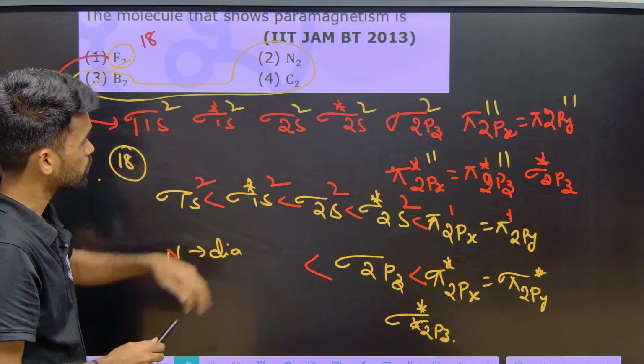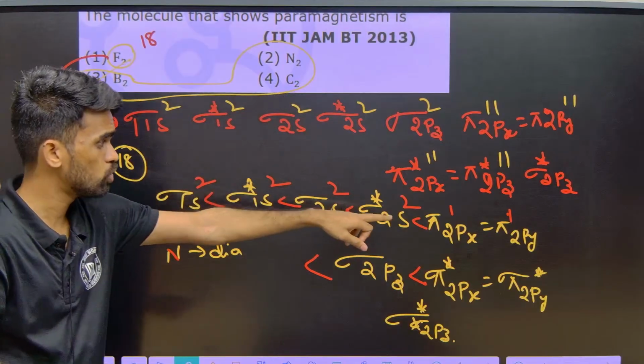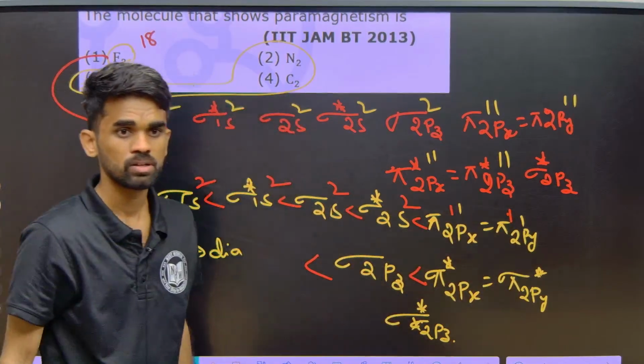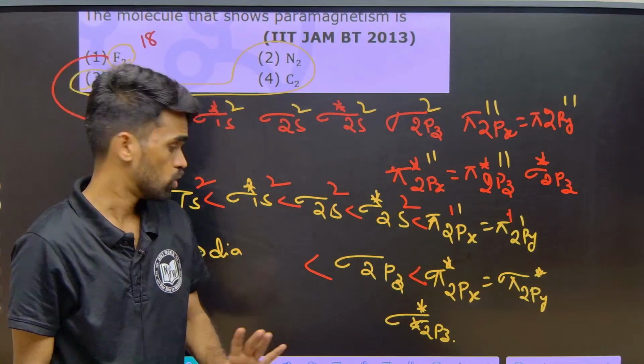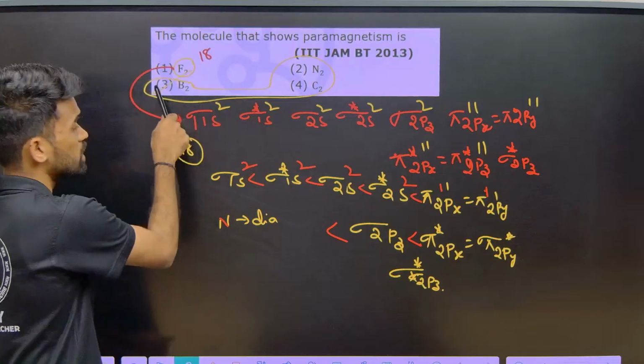Okay. So now for C2, 6 plus 6 is 12. So 10, then 11, 12. Diamagnetic. Is that clear? Okay. So now one more very important thing here. See, your answer for this question is done.